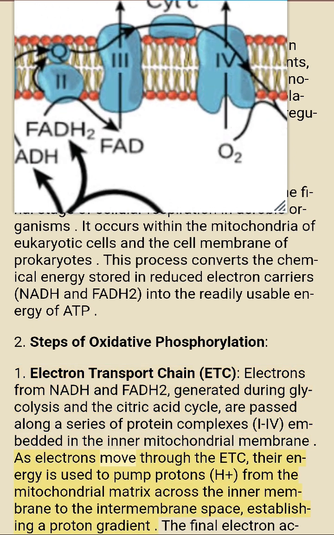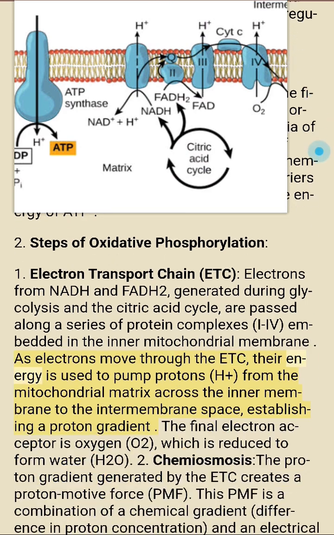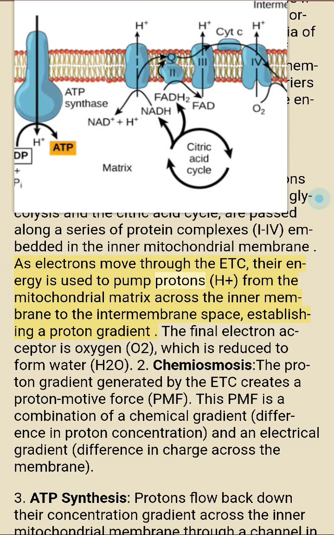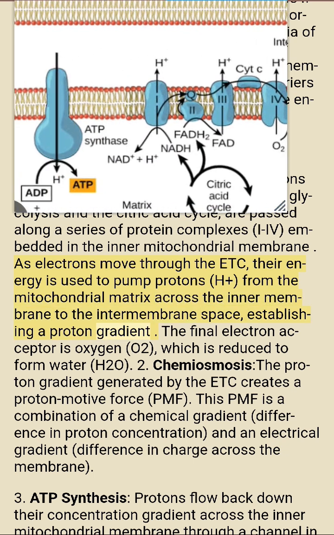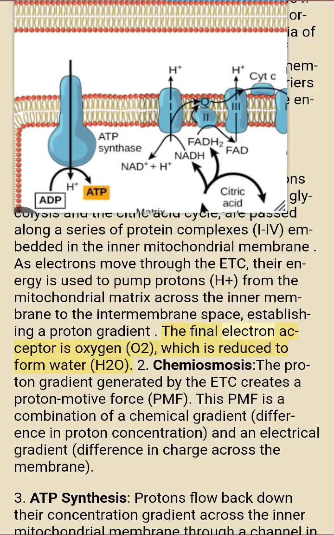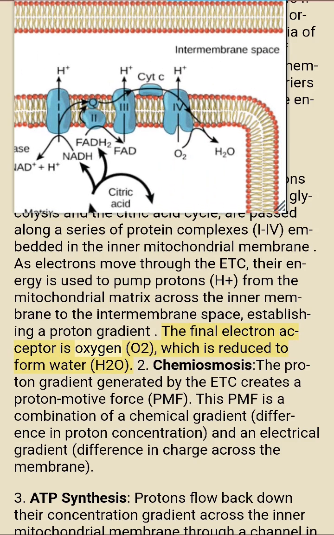As electrons move through the ETC, their energy is used to pump protons (H+) from the mitochondrial matrix across the inner membrane to the intermembrane space, establishing a proton gradient. The final electron acceptor is oxygen (O2), which is reduced to form water (H2O).